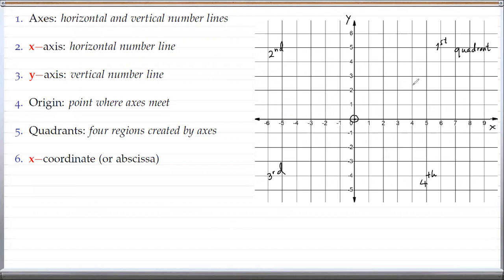Any point on the plane has an x coordinate, which measures the distance from the vertical axis, from the y-axis. So that distance is the x coordinate for that point. In this case, if we take a look at this point, the distance from the vertical axis is 3. So the x coordinate is 3. We write it like that.